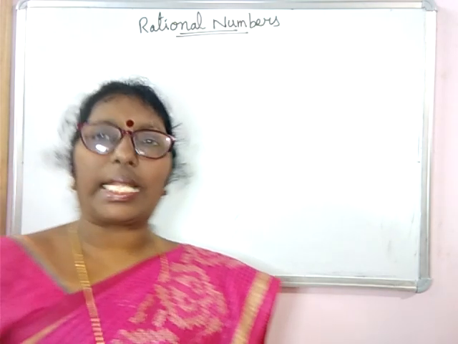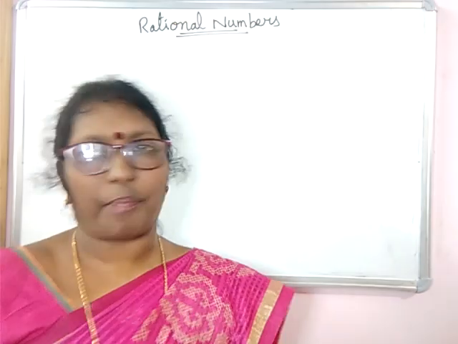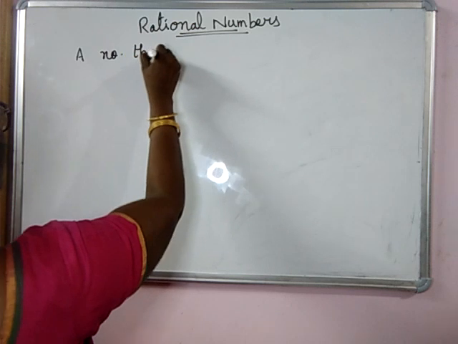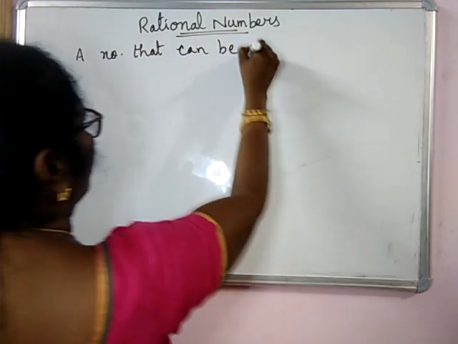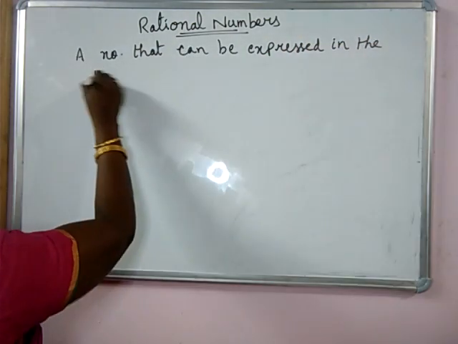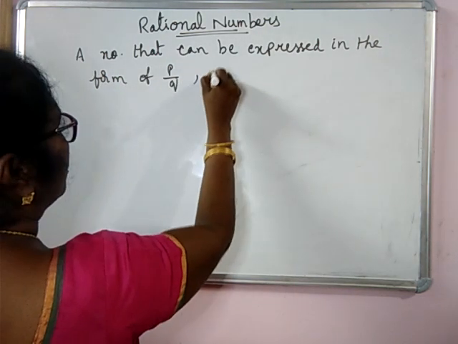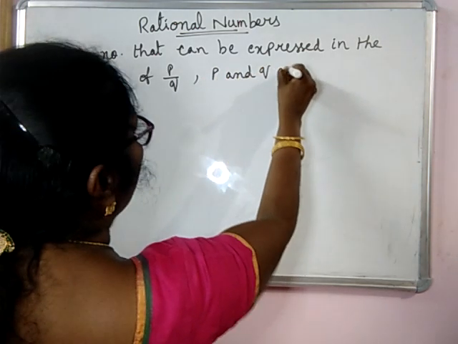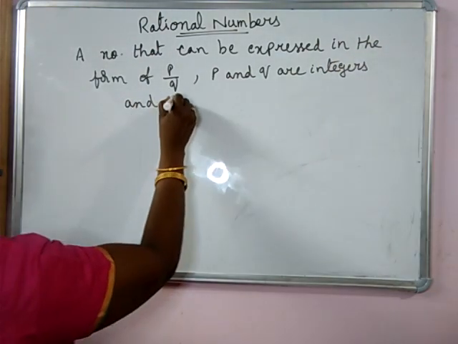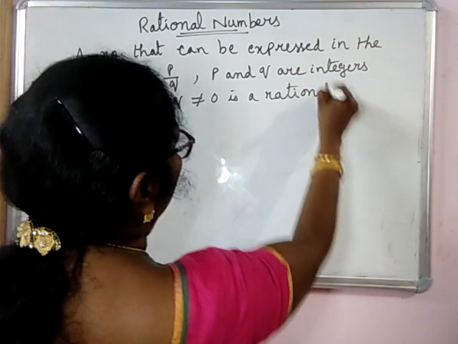A number that can be expressed in the form of P by Q, where P and Q are integers, and also Q is not equal to 0, is called a rational number.